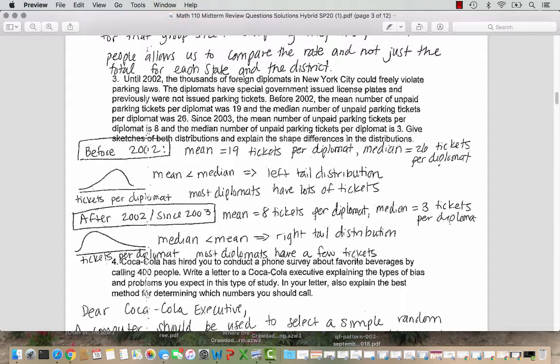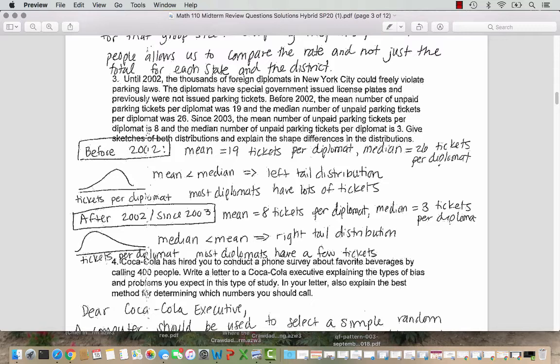So if we think about the shape of that distribution, I did a little sketch here, we see since the mean is less than the median, we expect a left tail distribution. And so my little sketch here shows a distribution with the tail skewed out to the left side. And so that would be interpreted as most diplomats having lots of tickets and only a few diplomats having very few tickets before 2002, because we've got that tail out to the left, meaning few diplomats had a low number of tickets. Most diplomats had a higher number of tickets.